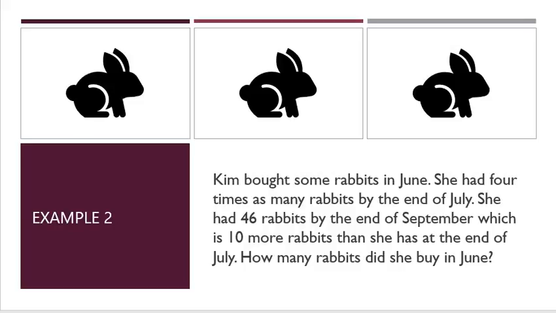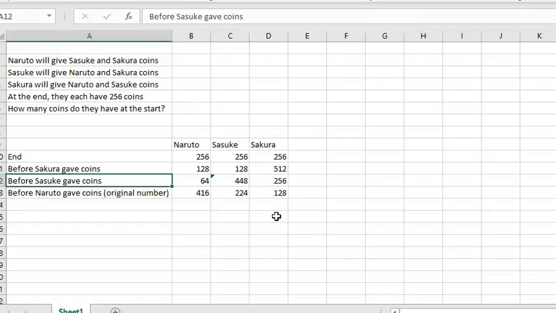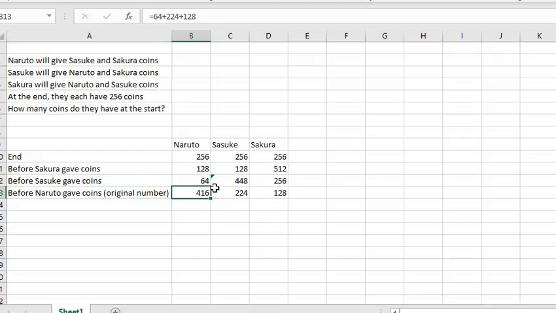Oh, before answering this problem, let's look back at our problem number 1 since we forgot to look back. Well, looking back, we know that if Naruto will give Sasuke and Sakura coins, as many as they have, then this number will be doubled. So 224 will be doubled, and that's 448. And 128 will be doubled, and that's 256. And then subtracting 224 and 128 from 416, we know that we should get 64.